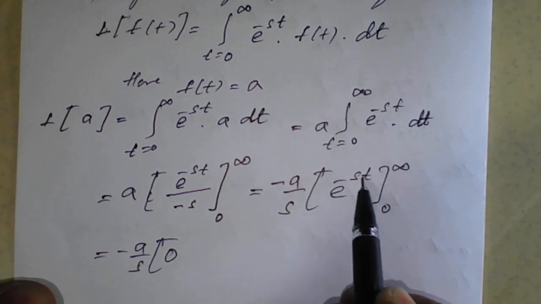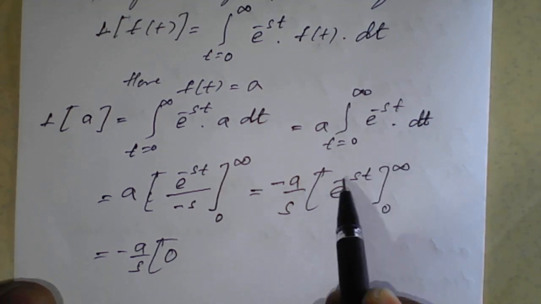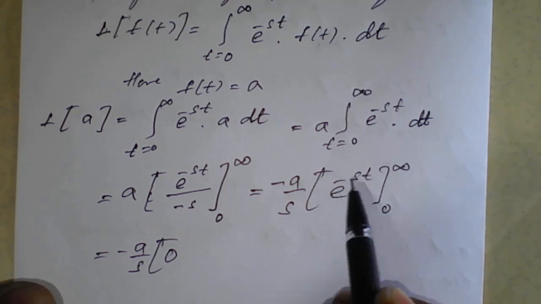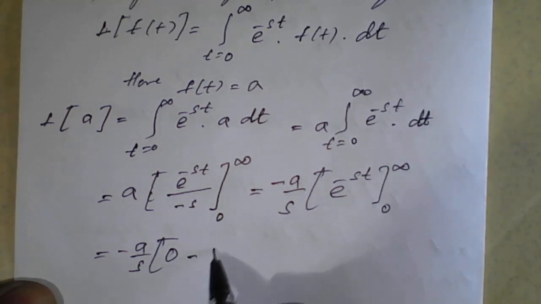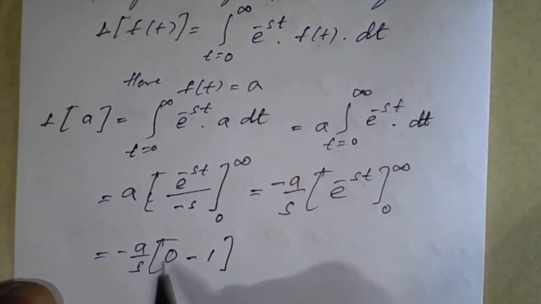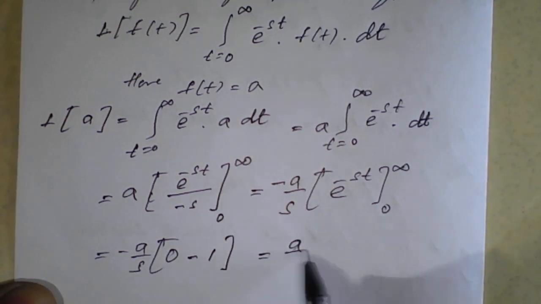For the lower limit, if you replace t equal to 0, it will become e raised to minus s into 0, which is e raised to minus 0, which is nothing but e raised to 0. So e raised to 0 is nothing but what here? 1. So on simplification, this minus a upon s into (0 minus 1): minus minus becomes plus, so we are left with a upon s.